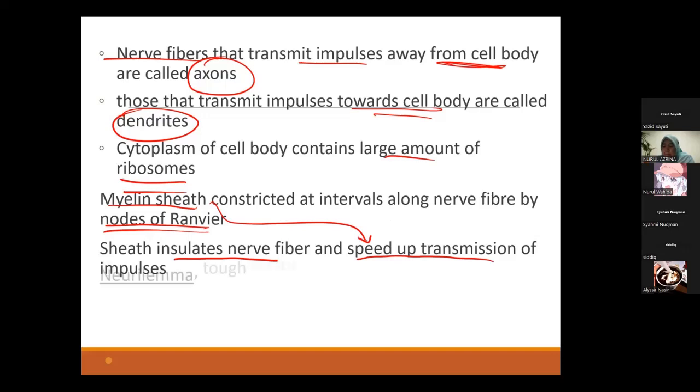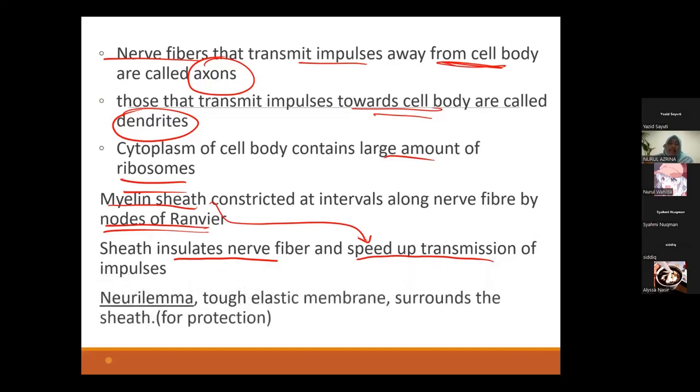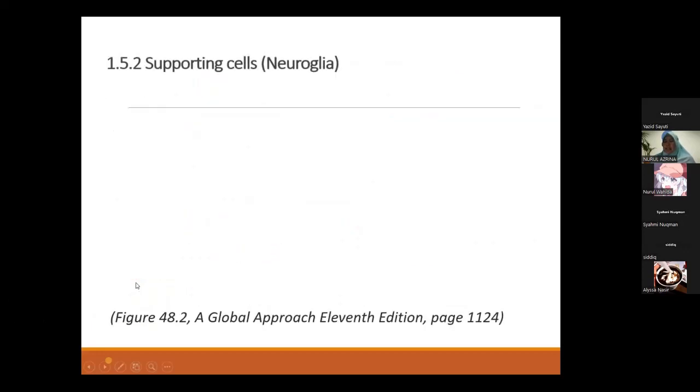And another tough elastic membrane we call neurolemma, right? So neurolemma surrounds the myelin sheath, and the function of neurolemma is for protection. That's why it is located on the outermost layer, covering or surrounding the nerve fiber. Okay, all right, next.